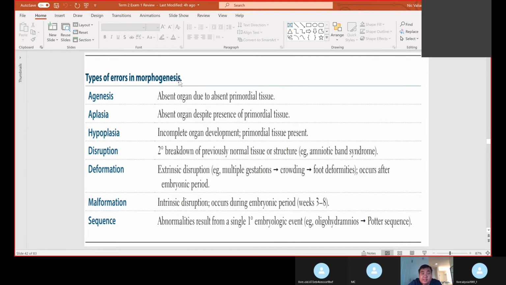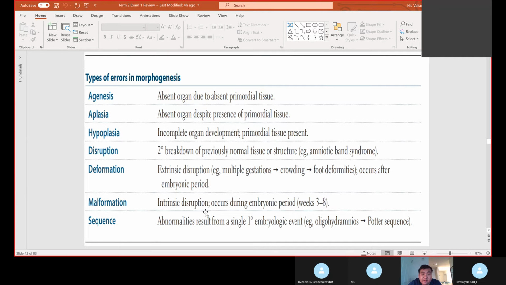Types of errors in morphogenesis, you should know them and the definitions. Okay? Agenesis, absent organ. Aplasia, absent organ despite the presence of tissue. Hypoplasia, you have an incomplete organ development. Disruption, high yield: amniotic band syndrome is a disruption. Don't forget foot deformities are deformations.